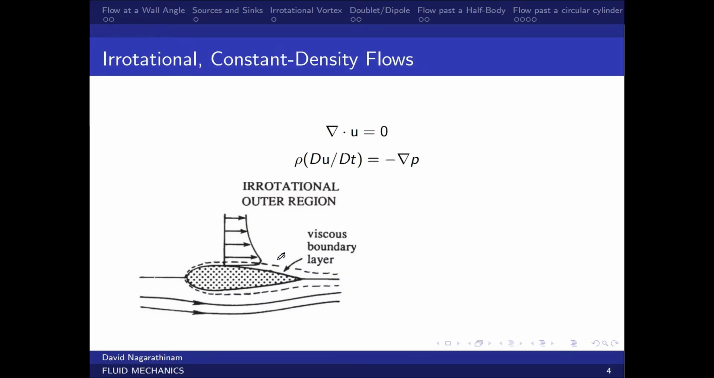Essentially, we learned that the condition of incompressibility for an irrotational constant density flow will be represented by the divergence of the velocity vector being equal to 0. Under such a scenario, the momentum equation reduces to the form as shown here. Essentially, there is a balance between the pressure gradient and the total derivative of the velocity field.